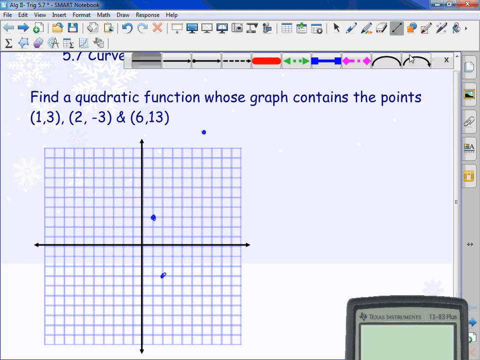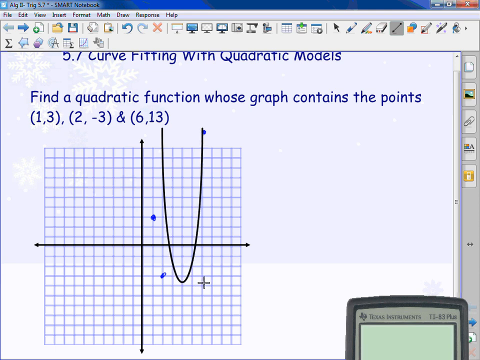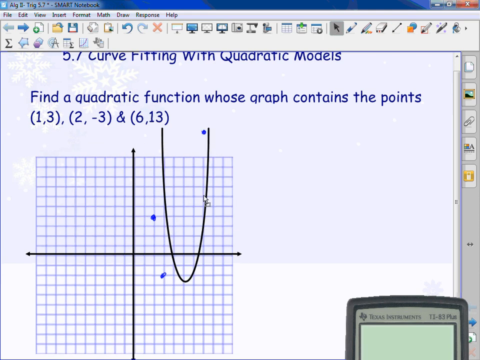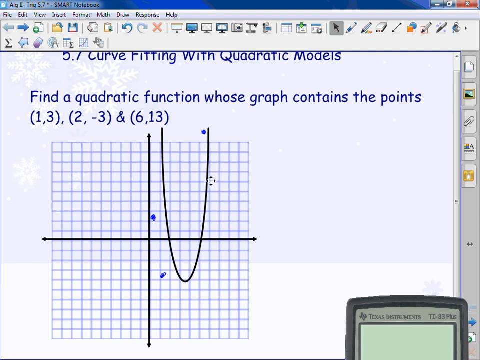I can connect these points, and there is a parabola that will go through them. I messed that up, but that's close enough. I want the equation for that curve. Can you do that easily? No, it's hard. Remember earlier in the year we did linear ones, straight lines, we could find it by slope. Doing a quadratic this way is a lot harder.